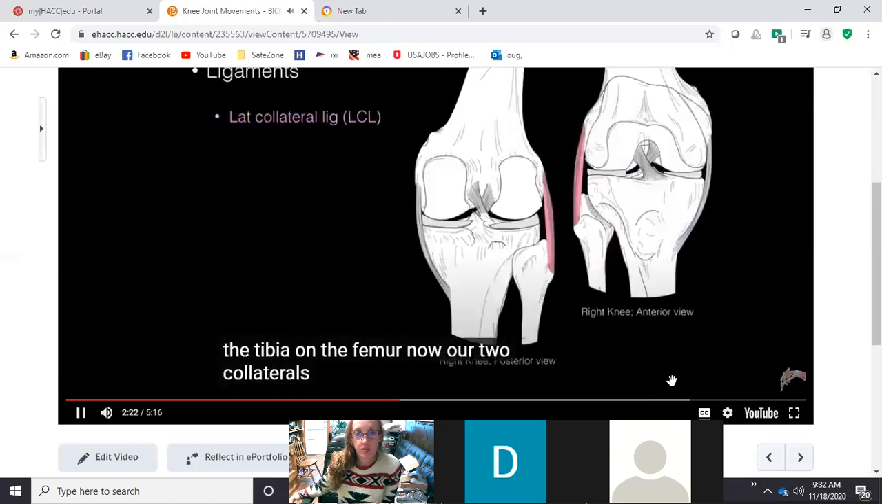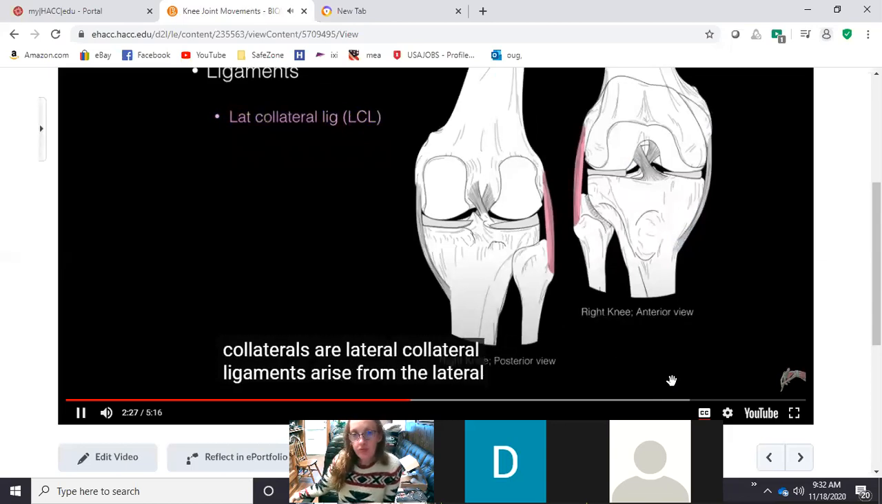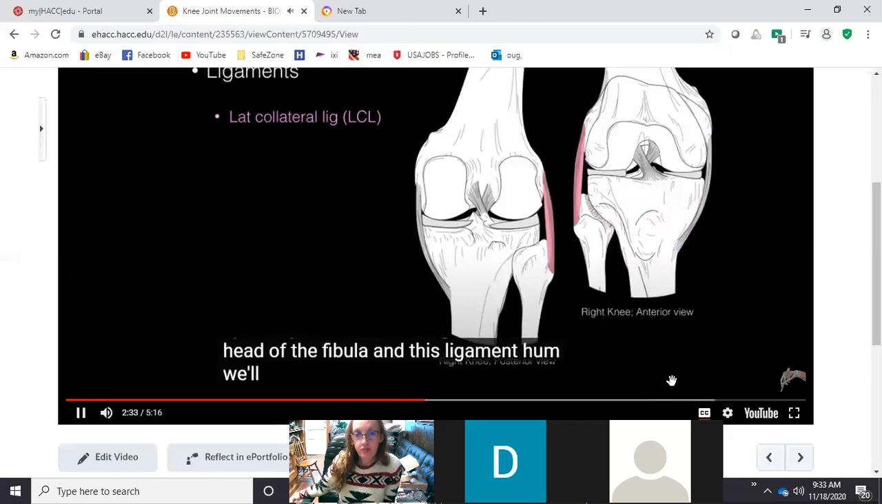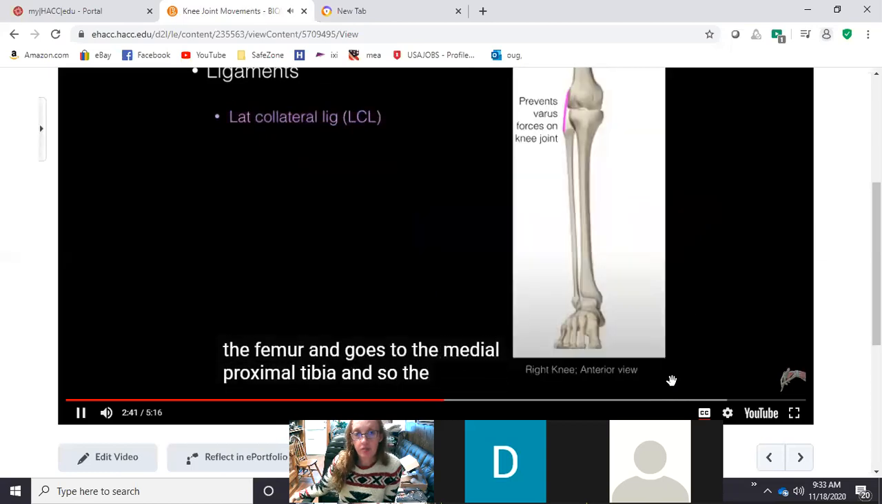Now, our two collaterals. Our lateral collateral ligament arises from the lateral epicondyle of the femur and goes to the head of the fibula. And this ligament, we'll talk about in a second. Then there's the medial collateral ligament that comes from the medial epicondyle of the femur and goes to the medial proximal tibia. And so the functions of these are best illustrated in these pictures.